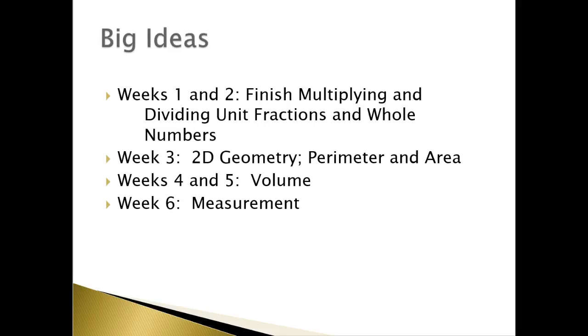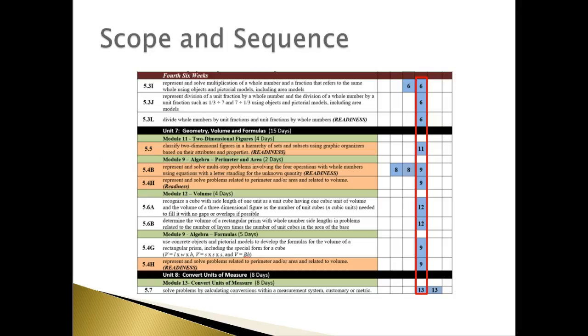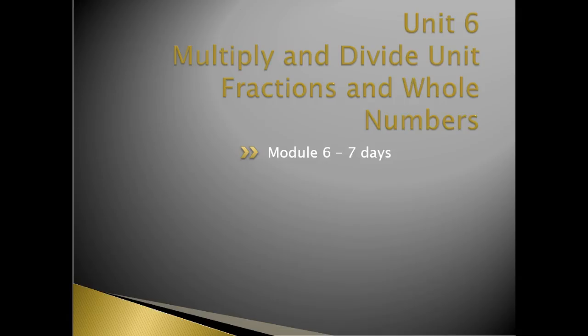The big ideas for this six weeks are to finish multiplying and dividing unit fractions and whole numbers. We're going to be talking about 2D geometry, perimeter and area, volume, and measurement. This is what our scope and sequence looks like for this six weeks. Notice that everything this six weeks needs to be mastered, except for converting units of measure.